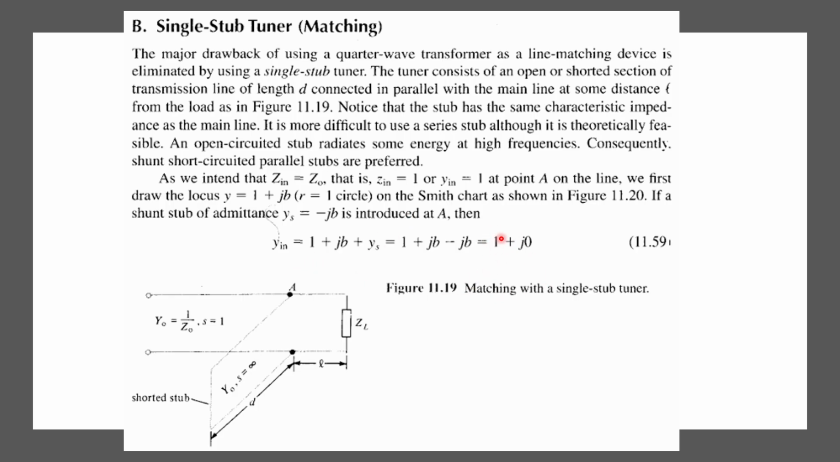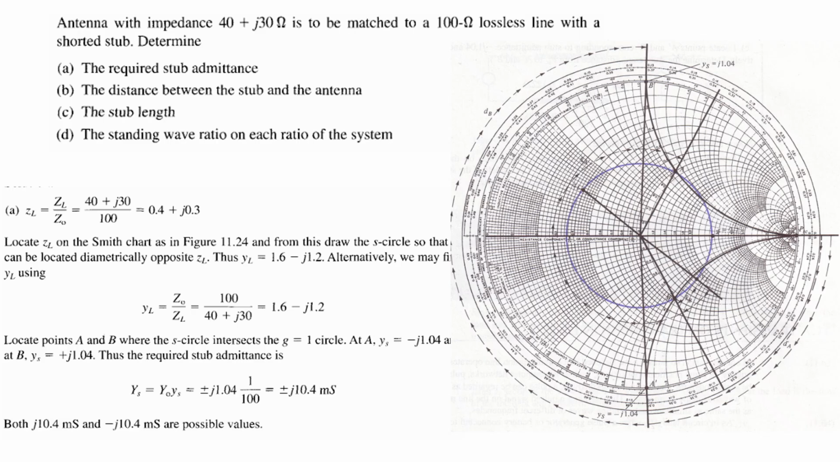That is our target. If it is 1, it simply means that Z in is equal to Z0, meaning admittance is matching, impedance is matching. So this is another technique. Now let's solve one question.